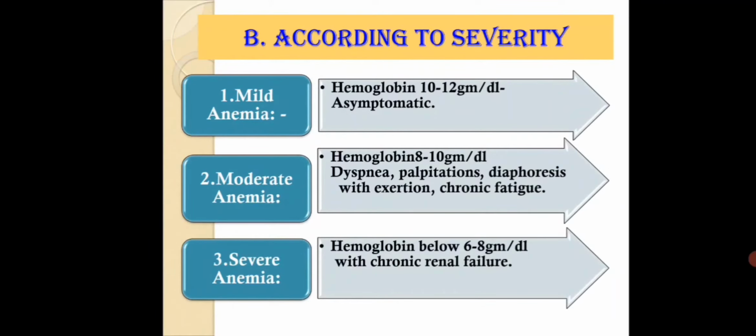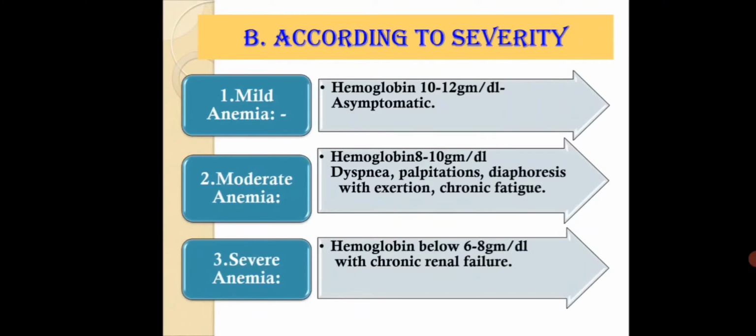The next classification is according to severity. As I already said, severity is mild anemia, moderate anemia, and severe anemia. The normal hemoglobin level in females is said to be 13 to 16 or 12 to 15 milligram per deciliter. In males, it is 16 to 18 or more than that.